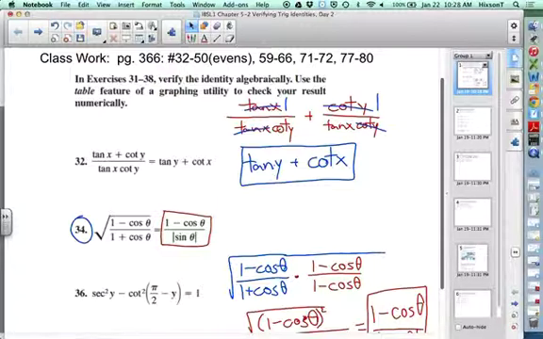Yesterday, the last one first. Oh, number 30, yes. That's right, we didn't finish that one, did we?